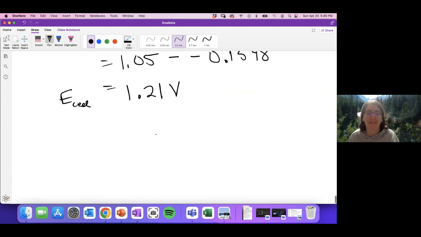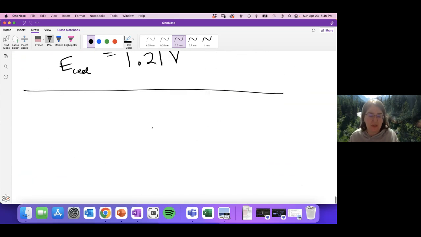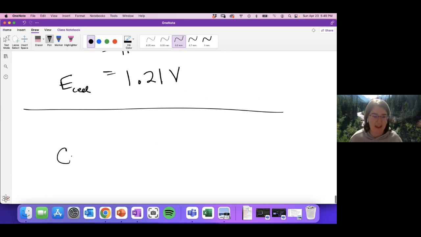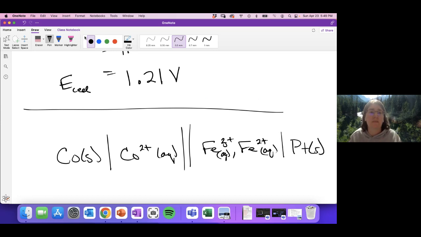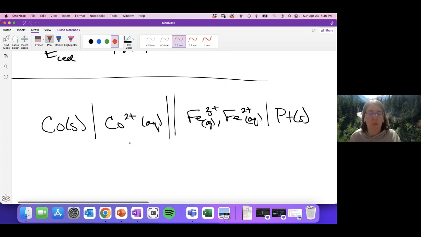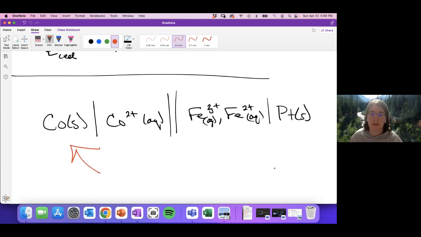So when you're doing line notation, part of the reason why this worked like this, so granted, 2 plus aqueous, salt bridge. Let me point out a couple other things that are in here, but I didn't mention. I put the states of matter. That's aqueous, aqueous, platinum. So a couple of things. One, whatever's here on the edges, these are my electrodes.